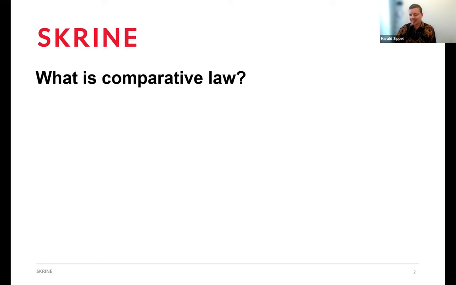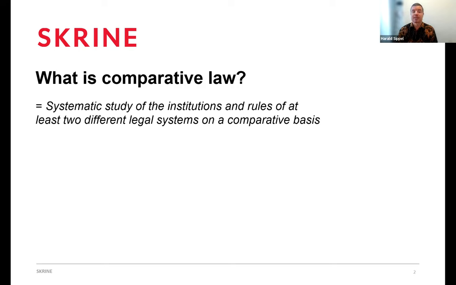Okay, then let me just move on. And what Theron said is very close to the textbook definition of the textbook you're using for this course. It's the systematic study of the institutions and rules of at least two different legal systems on a comparative basis. So I think what Theron mentioned is very, very close. In particular, what she thankfully pointed out is that it can involve more than two legal systems. That's important because sometimes we only focus on country A versus country B.